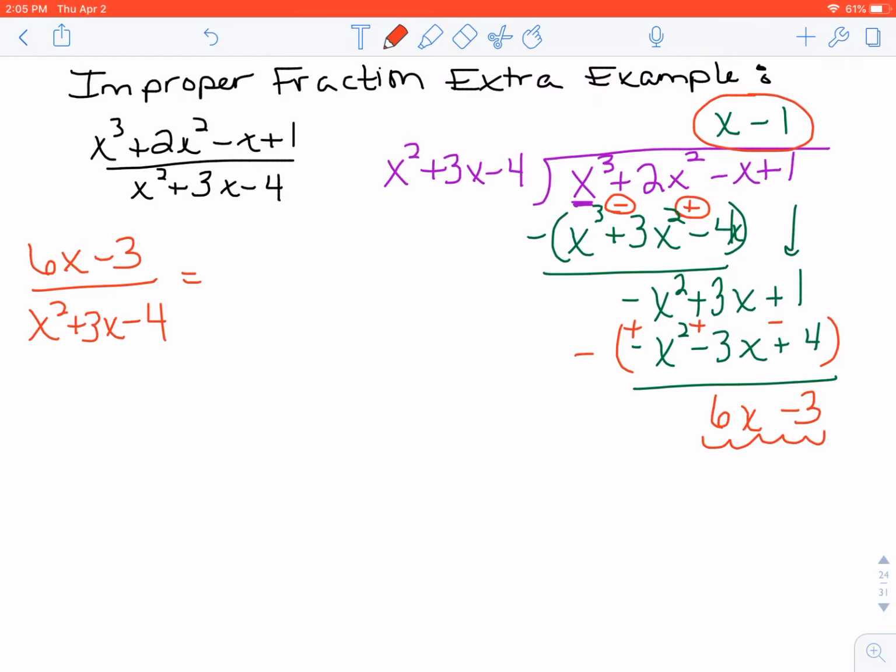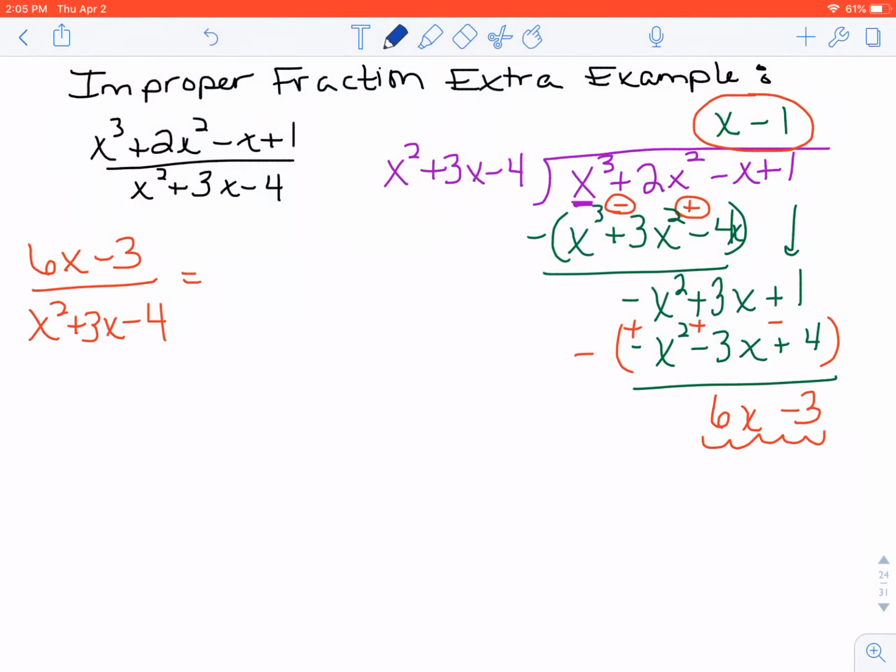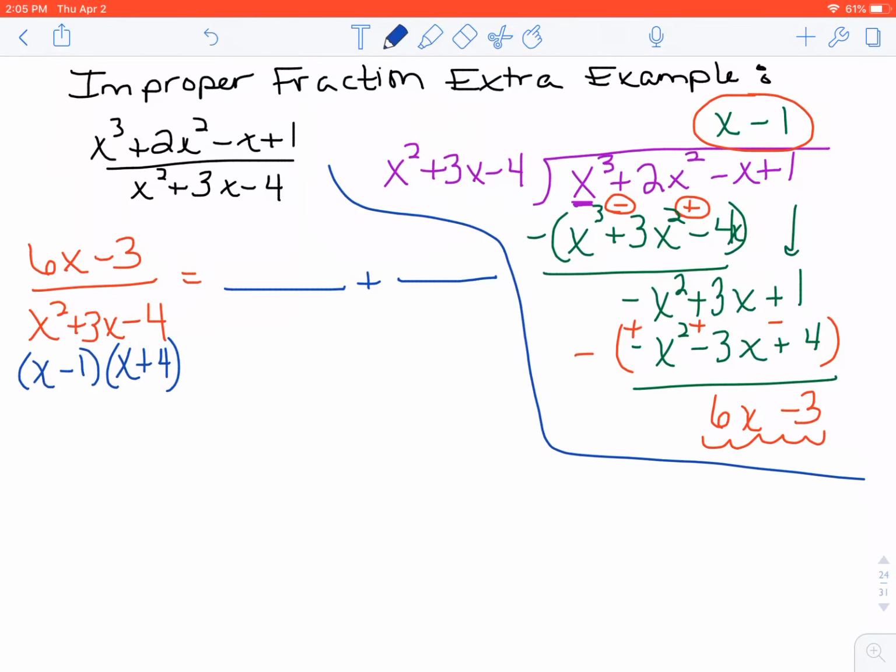So we're going to do the next step, which would be to do the decomposition part. So we're going to try and break this down. In order to do that, we take the denominator and factor it. So x minus 1 and x plus 4. Those two pieces become our two partial fractions. So x minus 1 and x plus 4. They are both linear, so A and B.